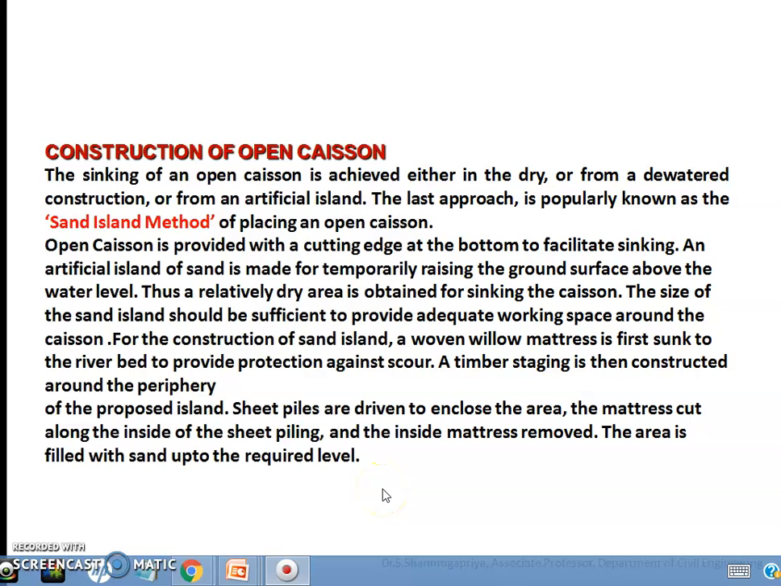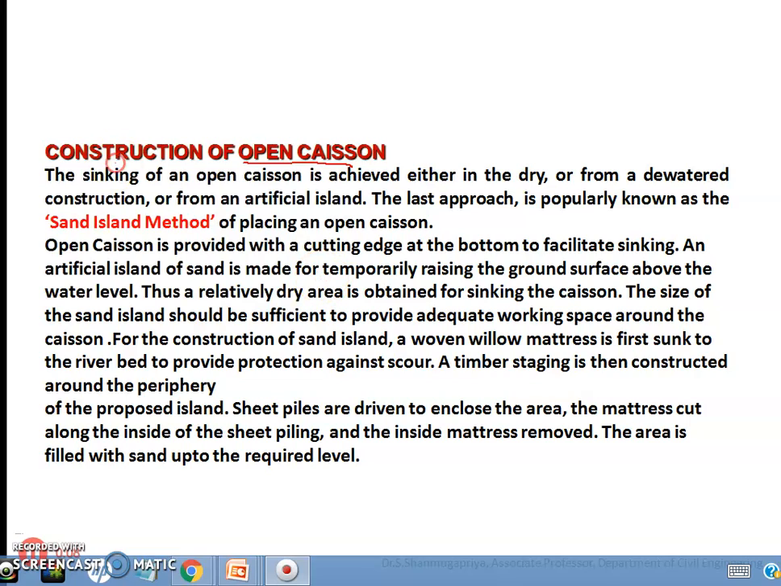So here in this second part of the lecture, let us understand how we do the construction of the open caissons. As we have seen in the previous slide, the open caisson is also in the shape of a box, which is open at the top and the bottom during construction. After sinking to the required depth, a concrete seal is given at the bottom. Let us understand how this sinking process of the open caisson is done at the project site.